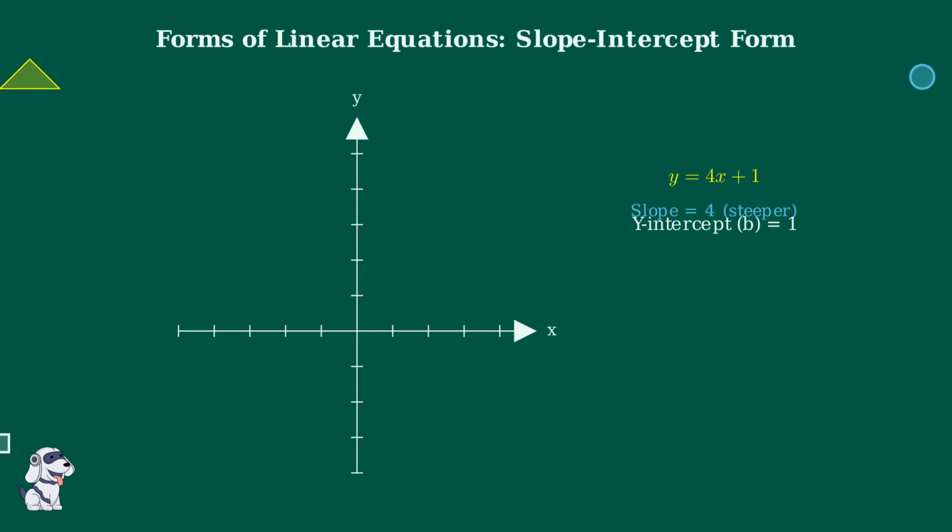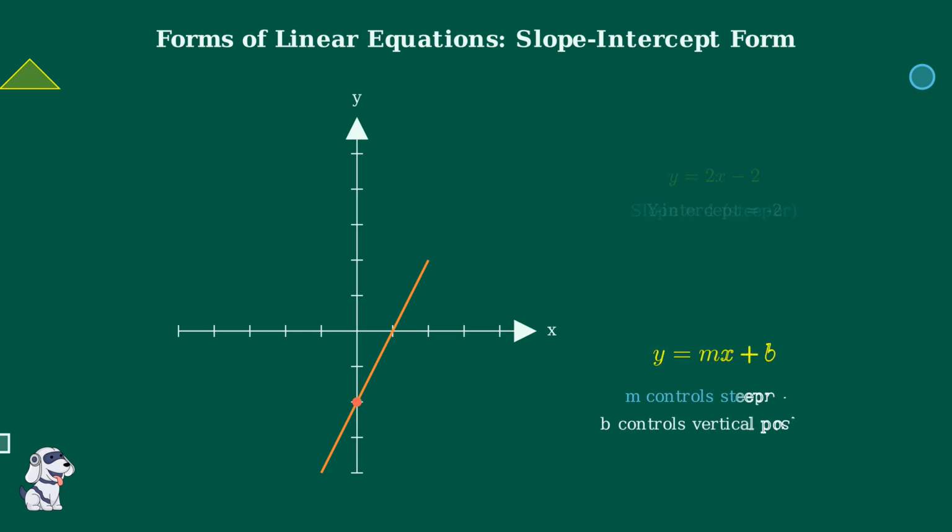Now let's see how changing the y-intercept affects the line. When we change b to 3, the line shifts up. It now crosses the y-axis at 0, 3, but the slope stays the same. When b is -2, the line shifts down and crosses the y-axis at 0, -2. The slope remains 2, so the steepness doesn't change.